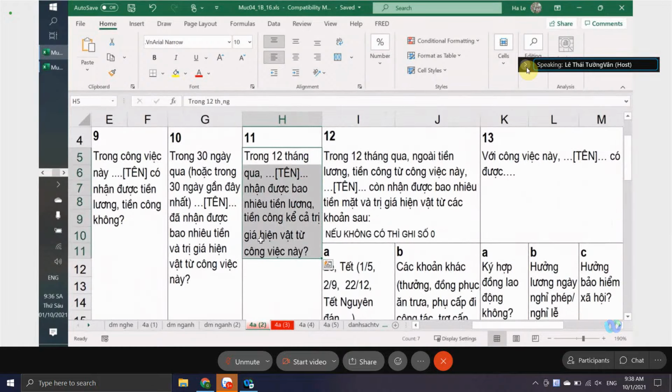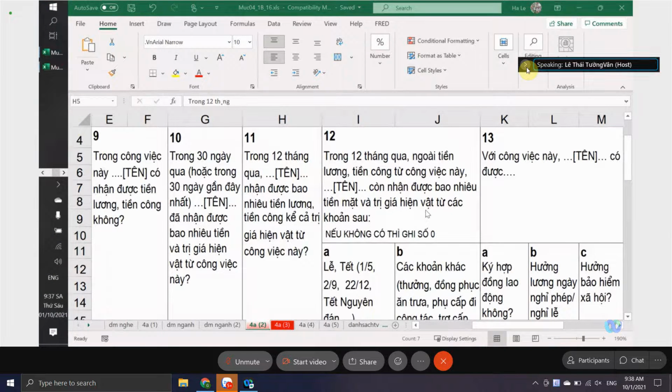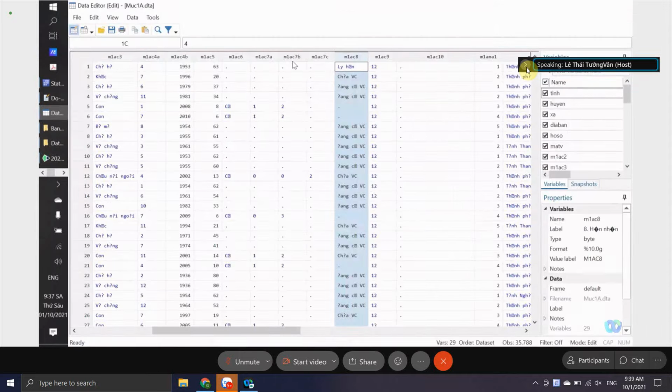So if you go back to our discussion so far, you may remember that we use the log yearly pay. So the log yearly pay is the log of the information in this question. Okay. Now, having said that, now I will load the data of session 4A into Stata. So let me load it.